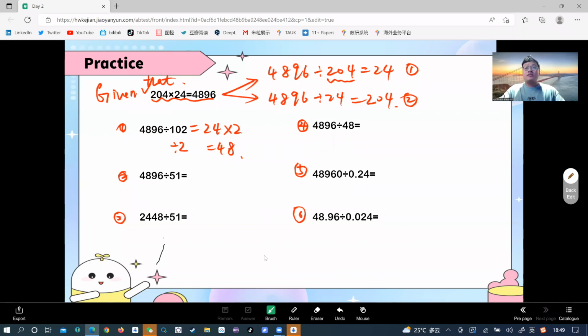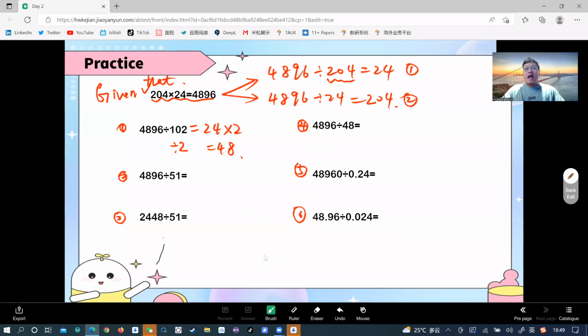First, you need to spot whether the divisor or the dividend has been changed. And then think about it. The change to the result is going to be the same as the change to the dividend, but in the inverse way to the change to the divisor.